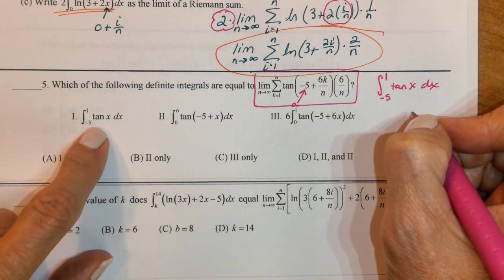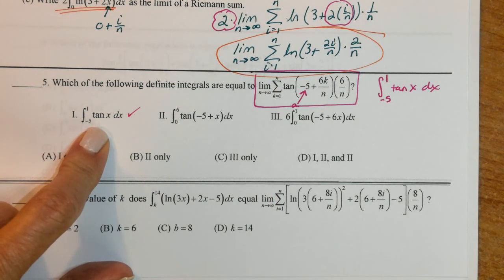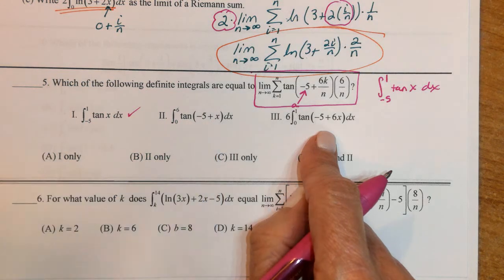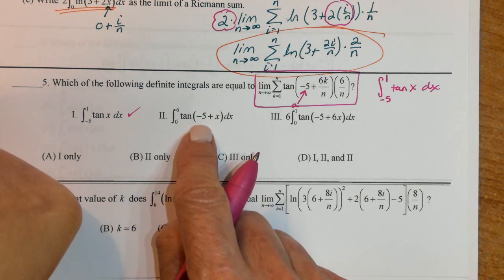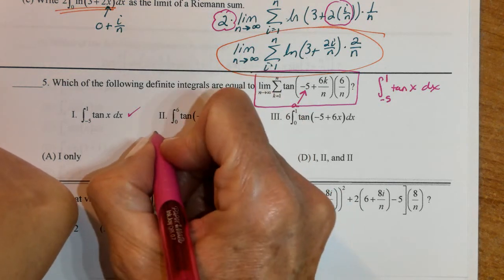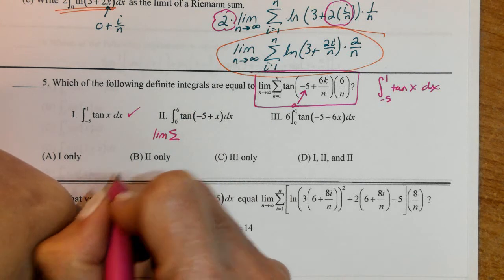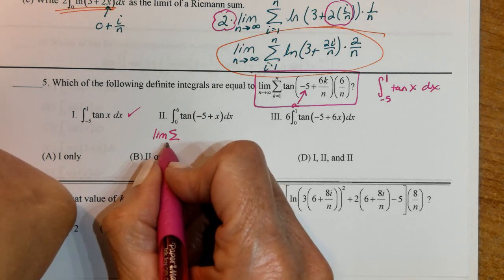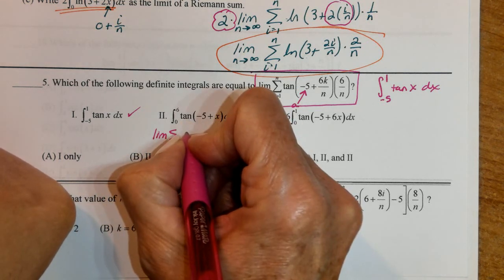And that's written right here. So I know that that is one of them. Okay? Now let's see if these two also will work. So if I was writing the limit of a Riemann sum for this, I would say limit and then summation. And since this is a multiple choice, I'm not going to use all the bells and whistles. I'm just going to call it lim sum, which, by the way, is a thing. Lim sum of tangent.